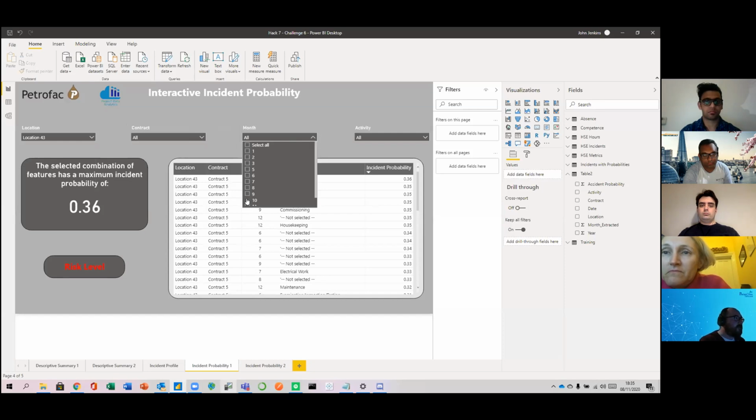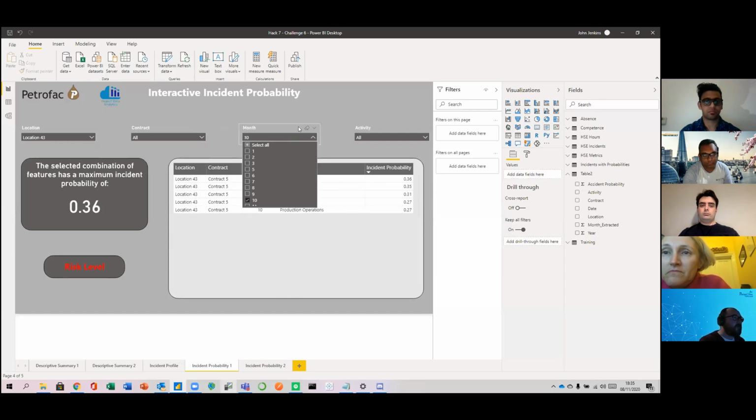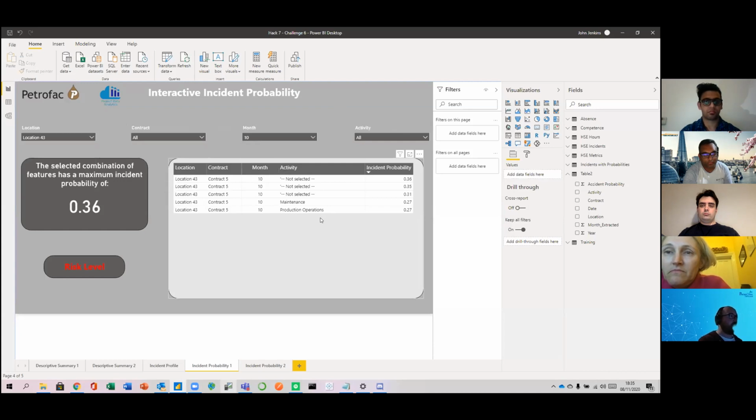So you could find out specifically what's occurring in the month, and then you see which activities are going to be most likely to cause an incident. And again, this is going to automatically generate a RAG status.